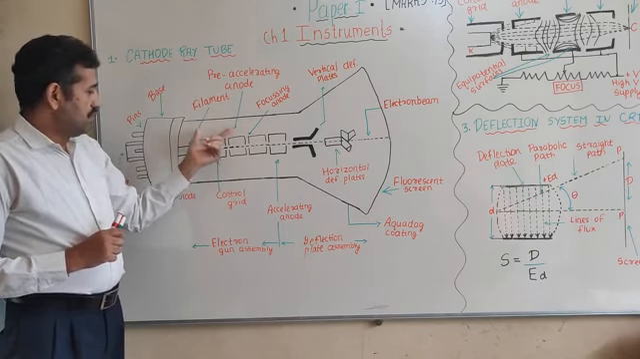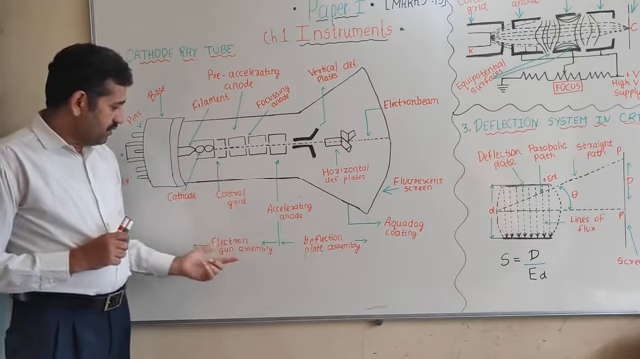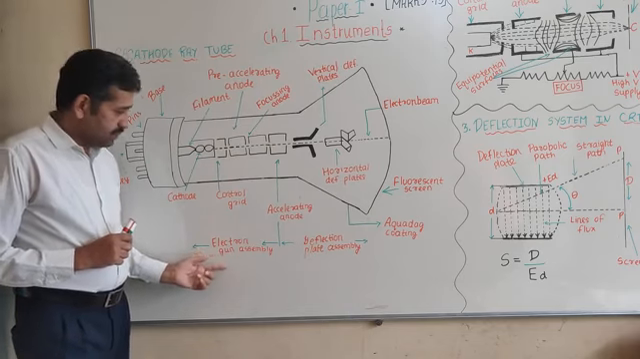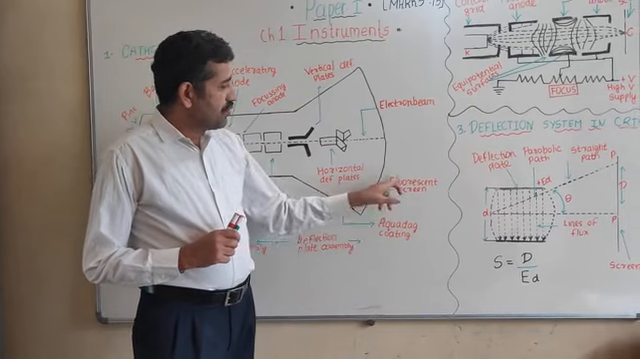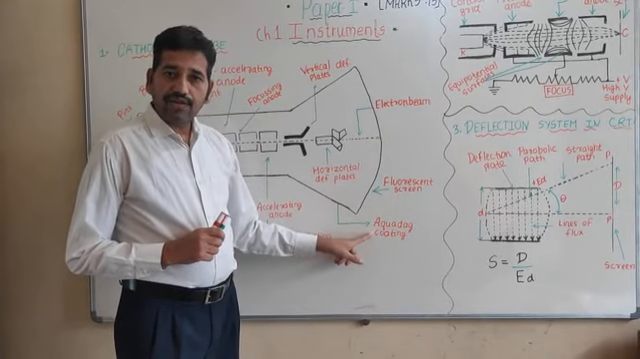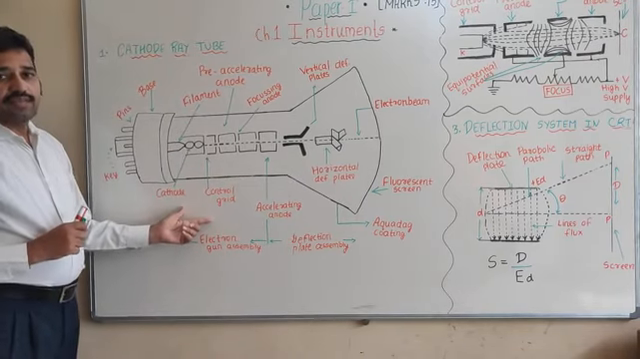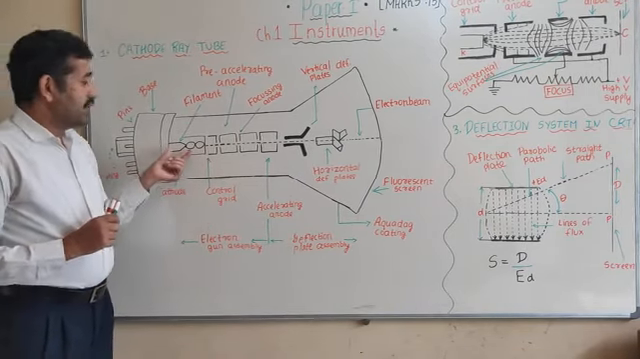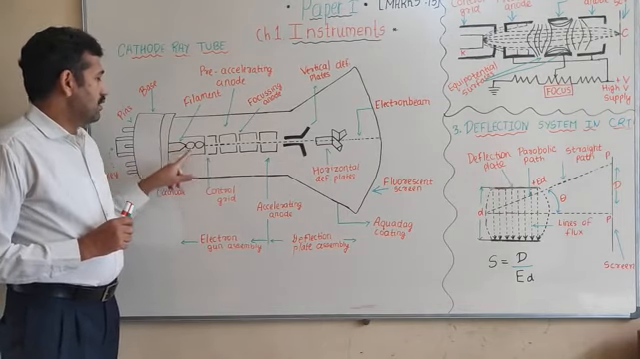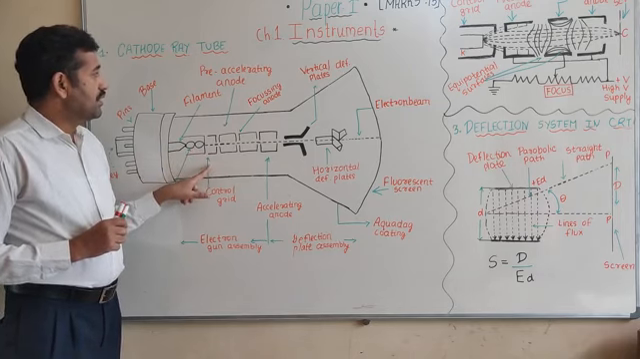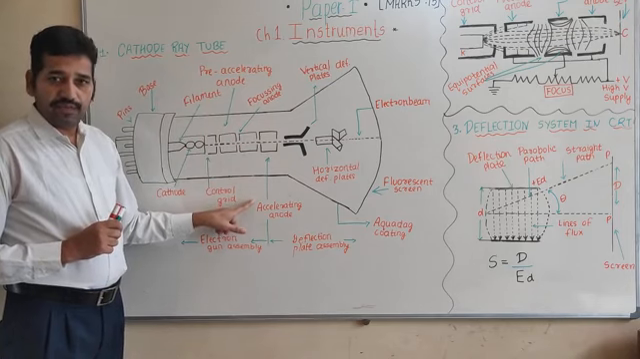The figure consists of 4 main components. First is the electron gun assembly. Second is the deflection plate assembly. Third is the fluorescent screen and aquadag coating. In the electron gun assembly, there are different components. Those are filament, cathode, control grid, pre-accelerating anode, focusing anode, and accelerating anode.